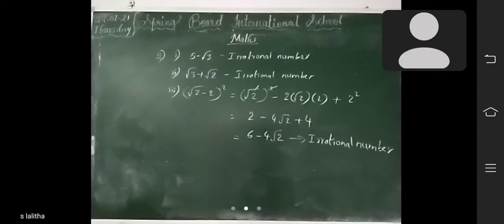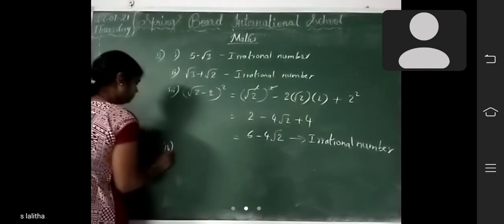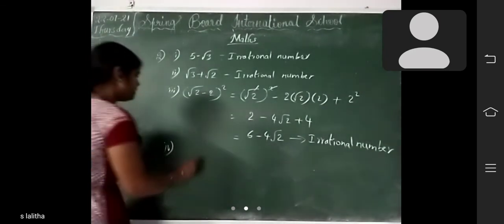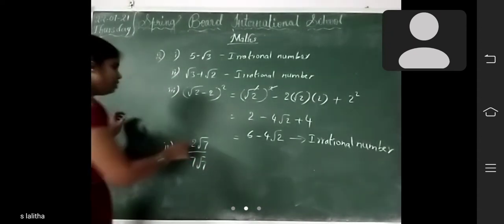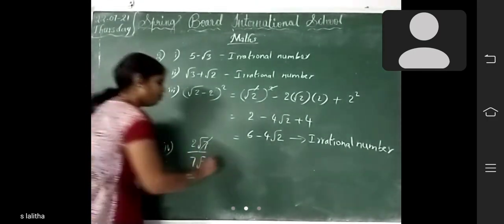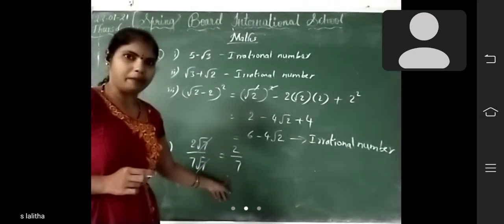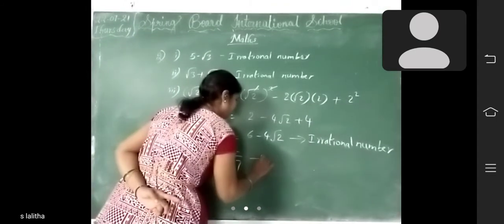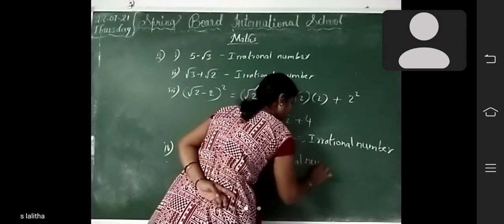Okay, children? Next, fourth one. 2 root 7 by 7 root 7. See here, numerator and denominator both have root 7, so you have to cancel it. What is the number? 2 by 7. So 2 by 7 is in the form of p by q, so it is a rational number.